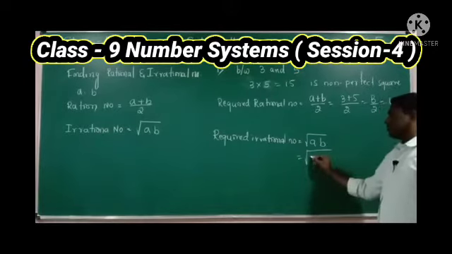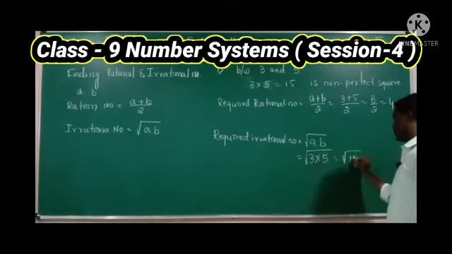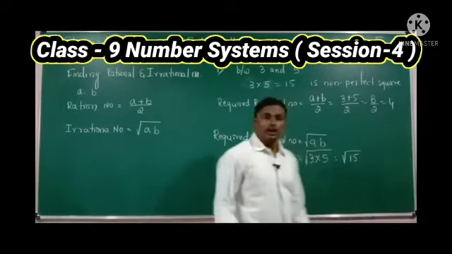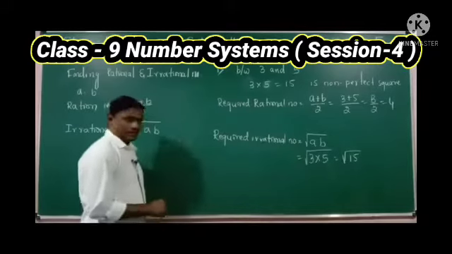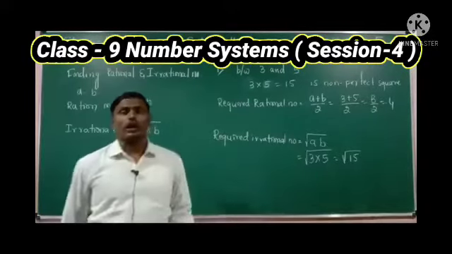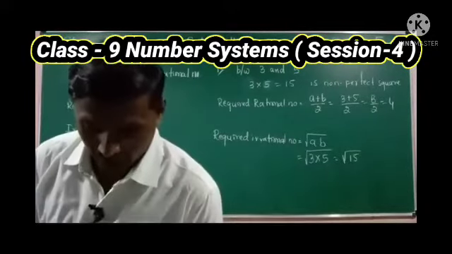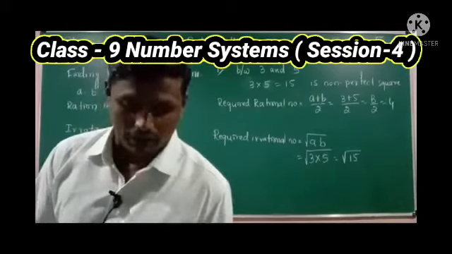Root of a means 3, b means 5. So root 15. Therefore the required rational and irrational numbers are 4 and root 15. 4 and root 15. Okay.